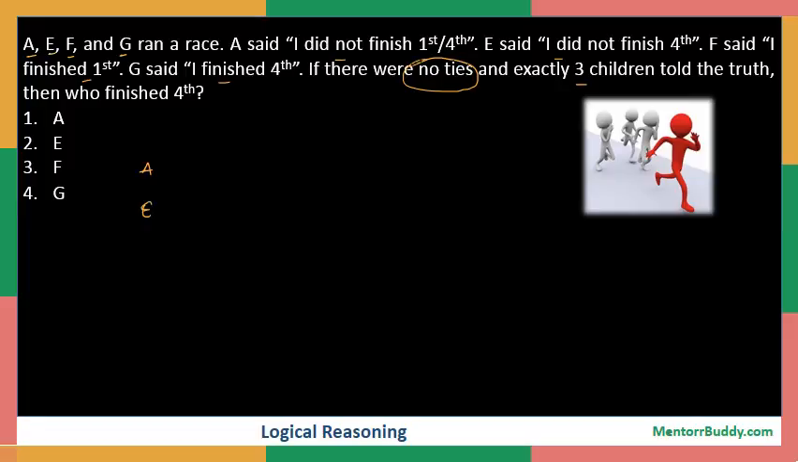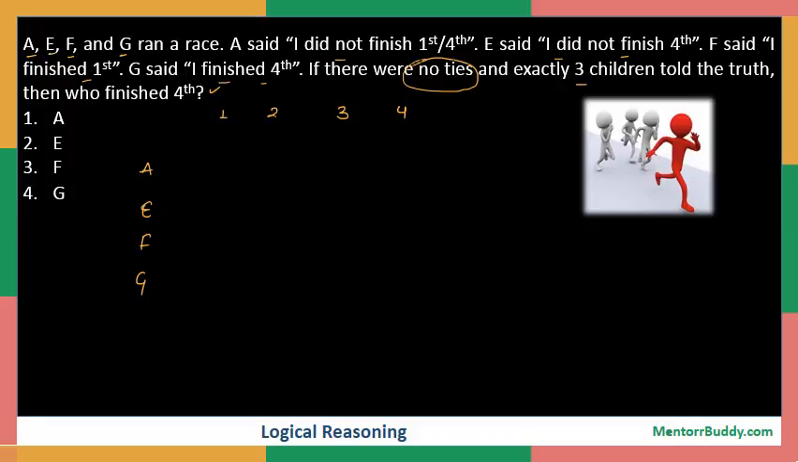So I will note down these four people, A, E, F, G, and their positions, for example 1, 2, 3 and 4. We'll see who is saying what. And the question is, who finished fourth? My approach would be to look at the position in question and the statements based on it. E is saying I did not finish fourth. Also G is saying I finished fourth.